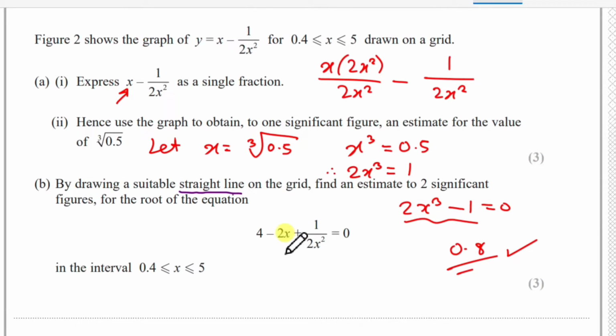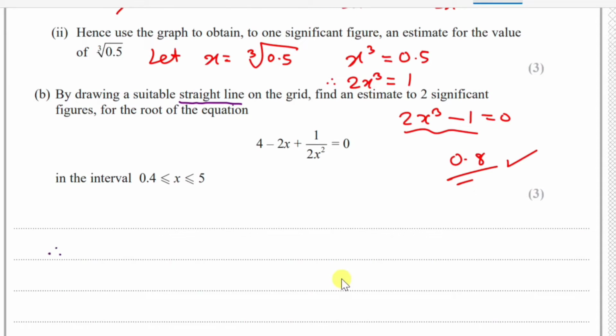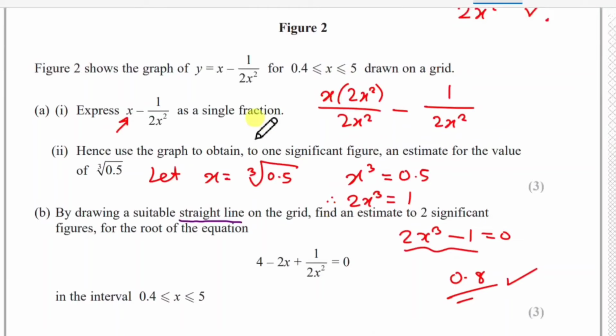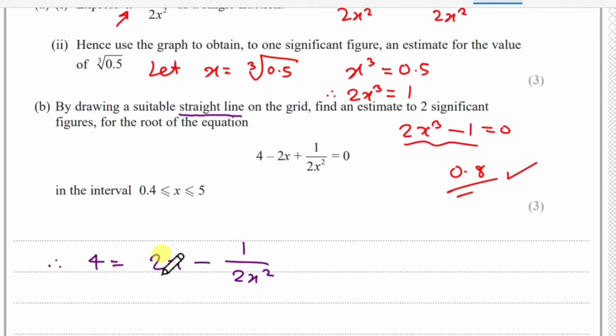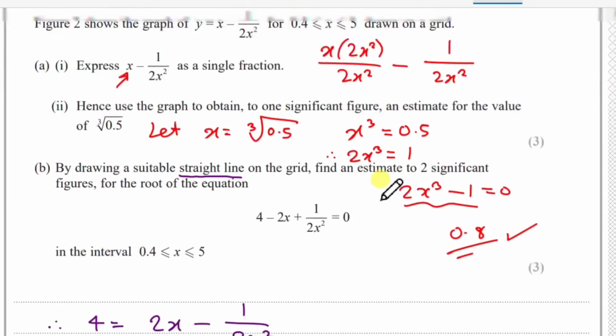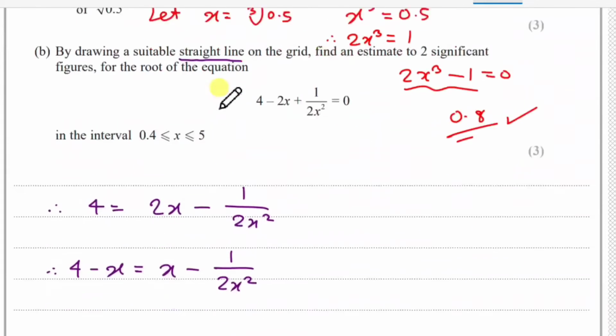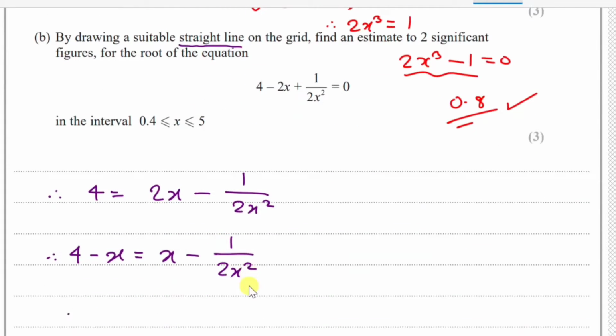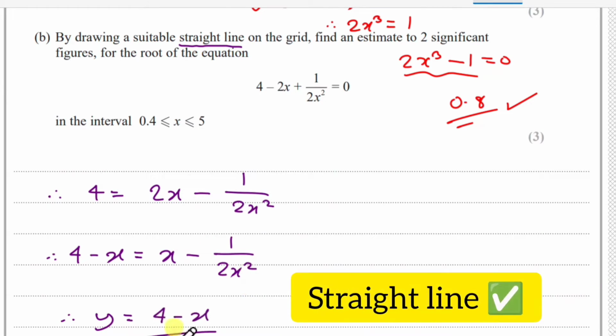So let's go ahead and try and reproduce this bit over here. We'll try and factorize it in. What we can do is move 2x and 1 over 2x squared to the other side. So let's take our time here, guys. We're going to have 4 equals 2x minus 1 over 2x squared. And because we just want an x, let's subtract an x across to the left hand side. So now we've got 4 minus x equals x minus 1 over 2x squared. Therefore, we can see that all of that expression equals y. So the right hand side equals y. So this is essentially y equals 4 minus x. And that is literally our straight line we need to plug in.